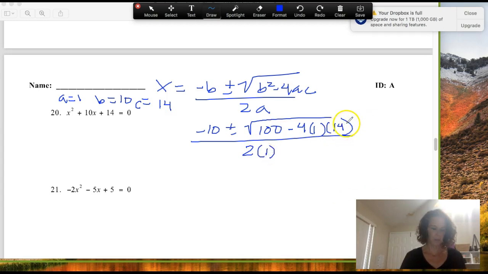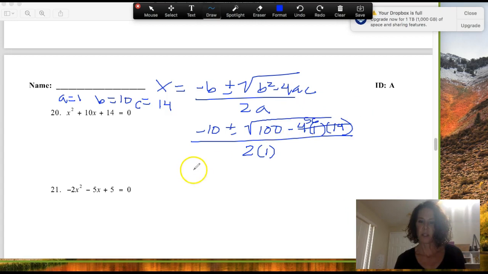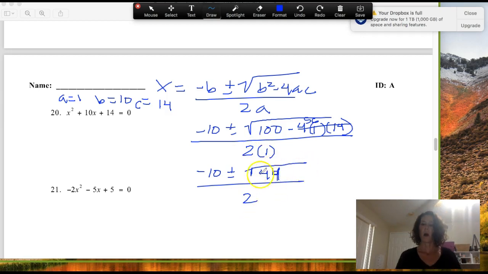So let's do some simplifying. Let's do 14 times 4 first. That's 56. So we're going to go 100 minus 56, and go ahead and simplify under the square root first. 100 minus 56 is 44, so this will look like this: -10 plus or minus the square root of 44 all over 1 times 2 is 2. And that looks like a 9, but it's a 4. 44. All right, 44 is not a perfect square.